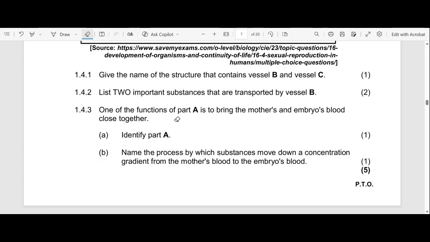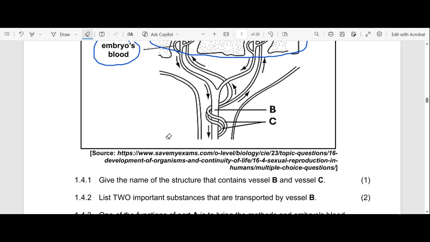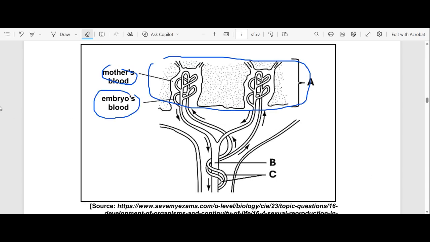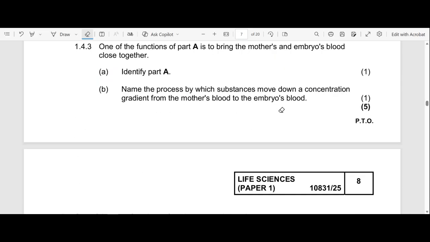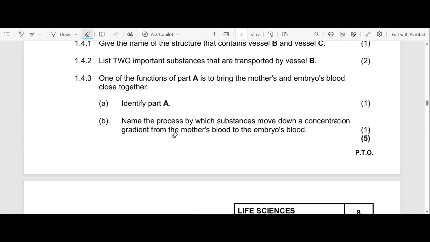1.4.3. One of the functions of part A is to bring the mother's and the embryo's blood close together. Identify part A. So part A becomes what? The placenta. So part A is the placenta. Now let's go to B. Name the process by which substances move down a concentration gradient from the mother's blood to the embryo's blood.